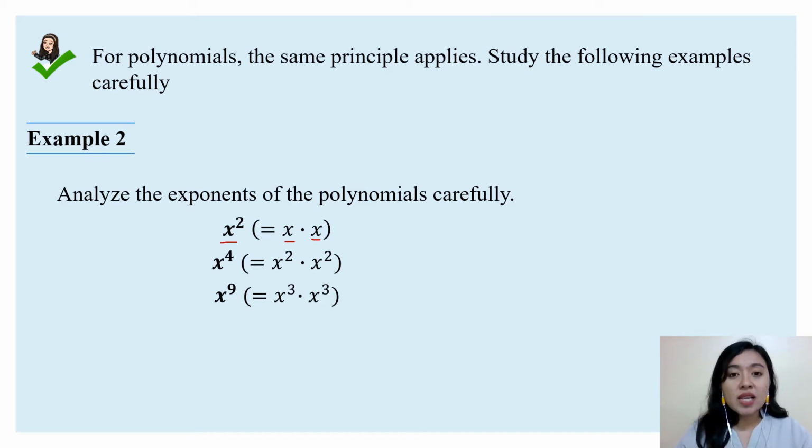Next, we have x to the power of 4. x to the power of 4 is a product of x squared times x squared. Therefore, it is also a square. x to the power of 9 is a product of x cubed multiplied by itself, which is x cubed. Therefore, x to the power of 9 is also a square. So you need to remember that in order to use the difference of two squares technique for factoring polynomials.